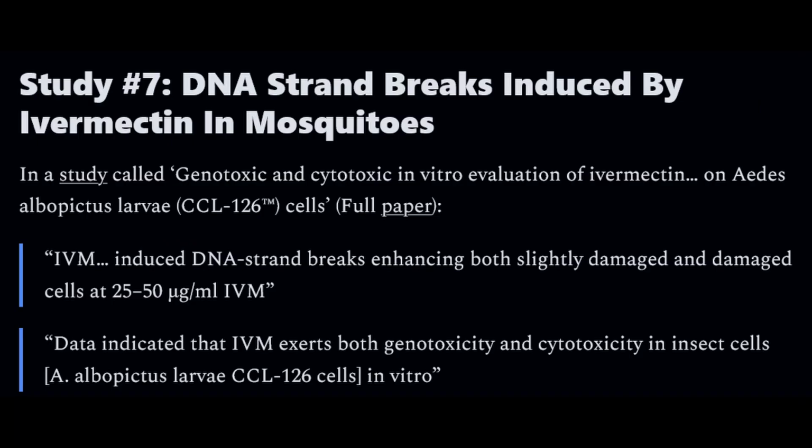All right, let's continue to study number 7. DNA strand breaks induced by ivermectin in mosquitoes. The study was called Genotoxic and Cytotoxic in vitro evaluation of ivermectin on Aedes albopictus larvae cells. Ivermectin induced DNA strand breaks, enhancing both slightly damaged and damaged cells at 25 to 50 micrograms per milliliter of ivermectin. Data indicated that ivermectin exerts both genotoxicity and cytotoxicity in insect cells in vitro. And again, they used the Aedes albopictus larvae. Genotoxicity and cytotoxicity were indicated.